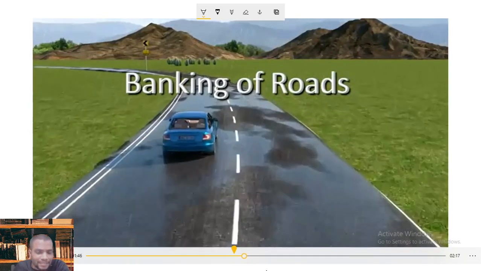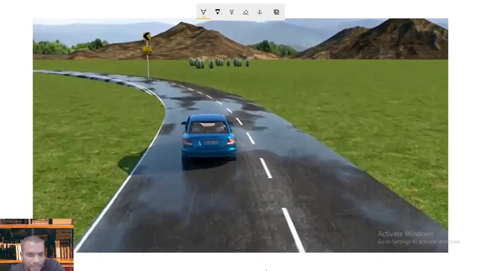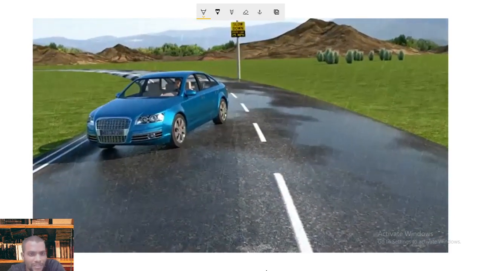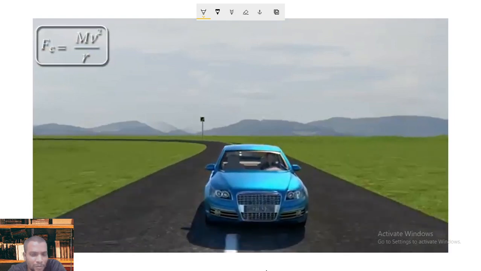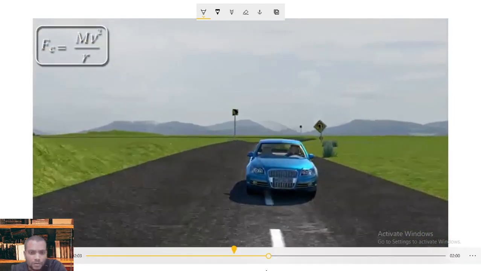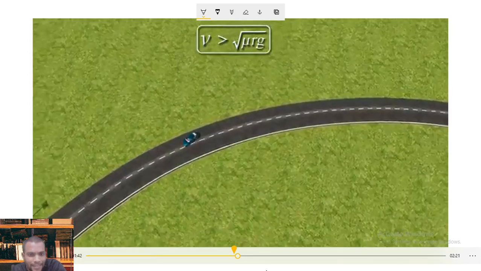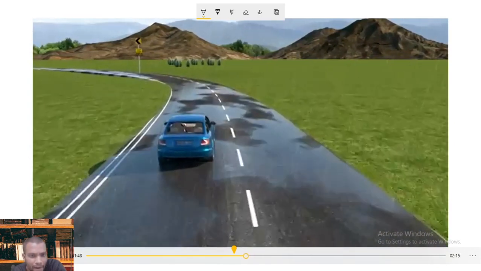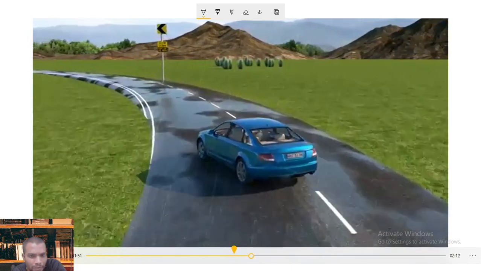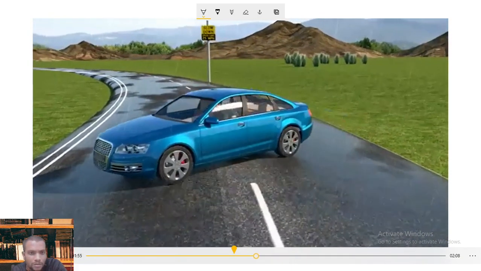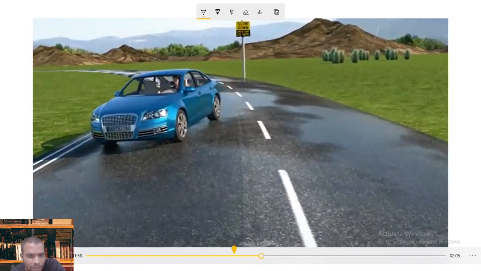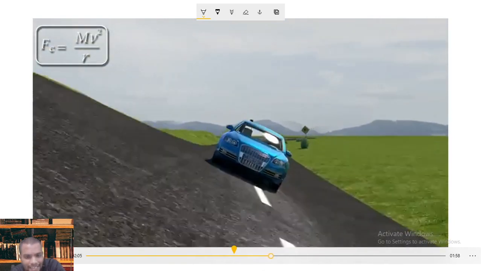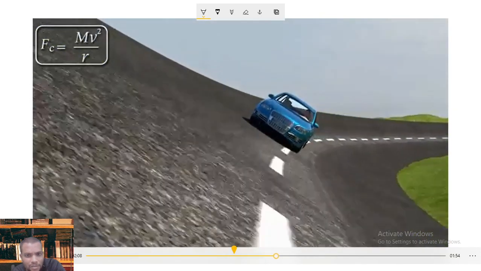So to avoid that, to take the turn without decreasing the car speed, or because sometimes the coefficient of friction changes depending upon rain and moisture, to avoid that skidding because the mu value changes with weather, we adopt a technique which is known as banking of a road.